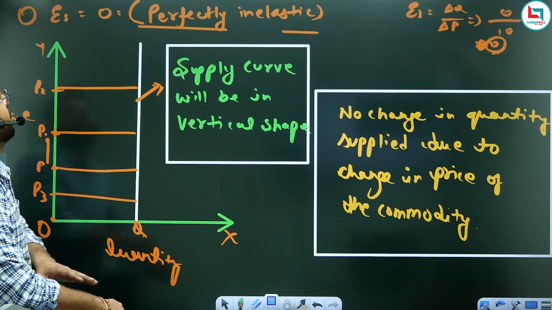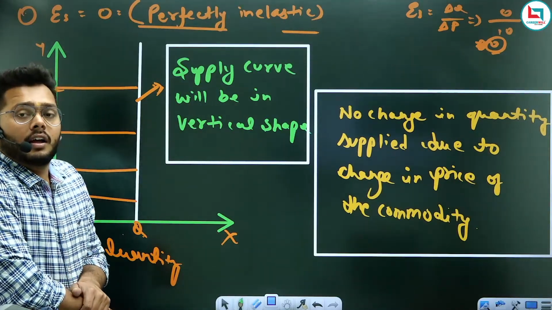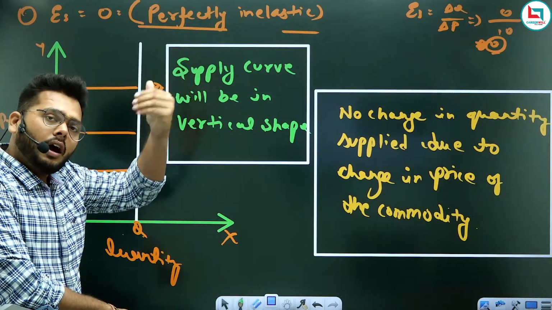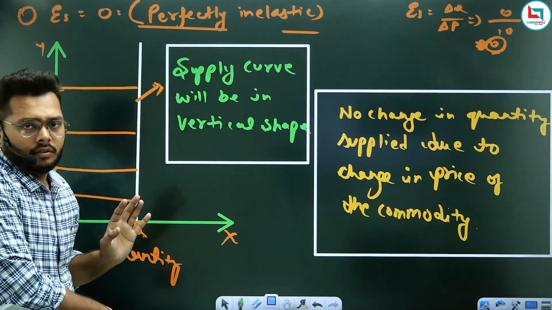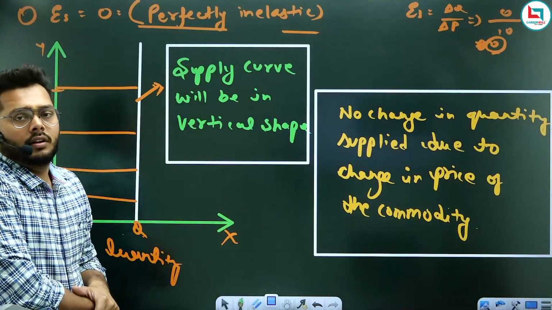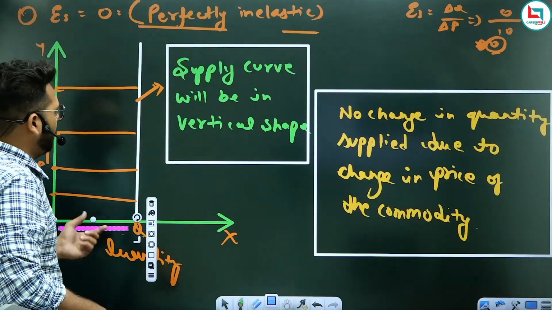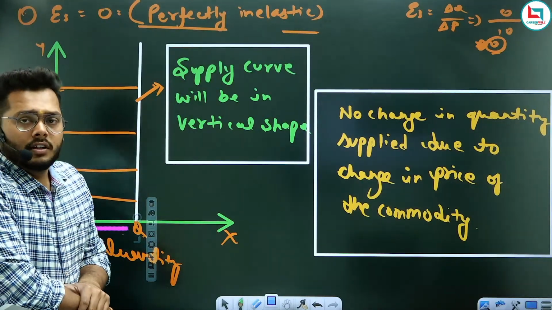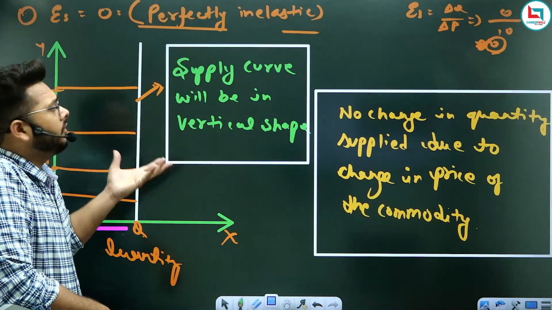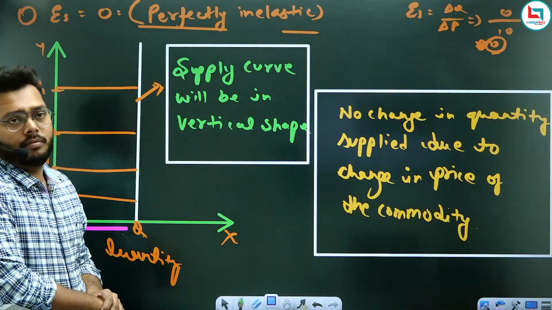The fourth one we have discussed is Es equals 0, which is called perfectly inelastic, where the price is changing 10%, 40%, 90%, or whatever percentage, but the quantity is the same in every situation. This means quantity will be the same at every level of change in price. And what is the shape of the curve in perfectly inelastic? The supply curve will be vertical.